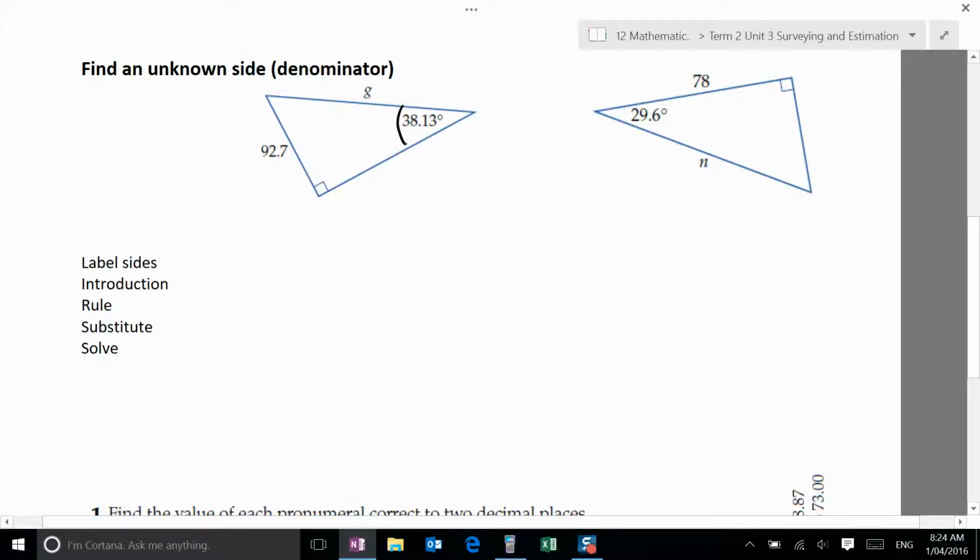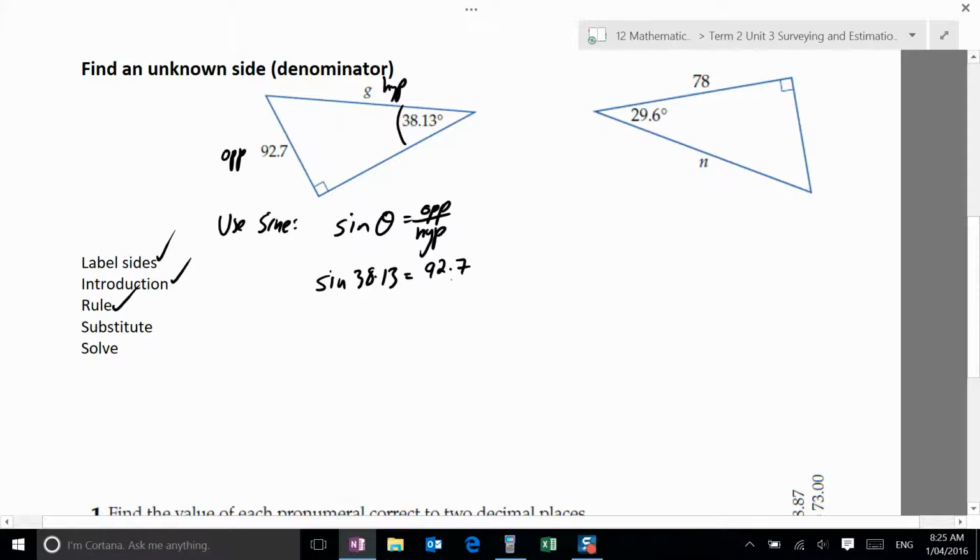Here's some angle. I'll label the sides. This is the opposite side. This is the hypotenuse. Done. I should be good at these by now. Introduction. Opposite and hypotenuse will be sine. So I'm going to use sine. You need to write the rule. Done. Substitute in the values I know. Sine of 38.13 equals 92.7 over g.